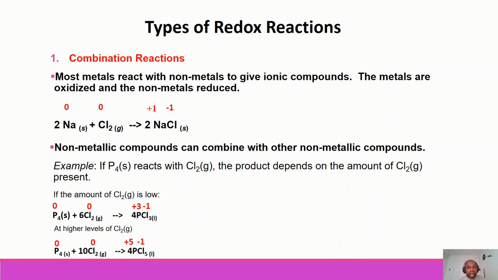So we have some other examples of non-metals. For example, phosphorus is reacting with chlorine, and you can see that phosphorus is 0 elemental state, and chlorine is also 0 elemental state. By the time they combine together, you can see that their oxidation numbers now begin to change. Phosphorus moves from 0 to +3, and chlorine moves from 0 to -1. Then you can also see the examples here below.